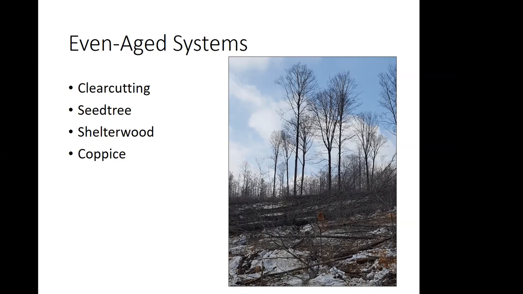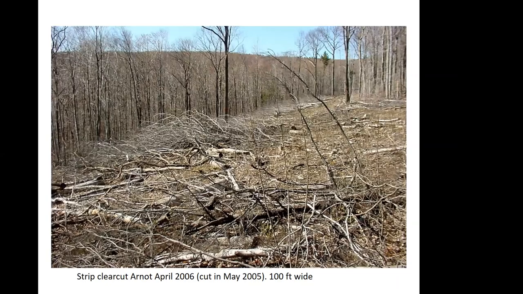Then 10 or 15 years after the initial harvest, you go back in and do an overstory removal after the next forest is fully established. So we tried at the Arnott Forest some strip clear cuts. So these are 100 feet wide. Technically, it's strip clear cut with residual. You can see that tree with the red paint band in the middle.